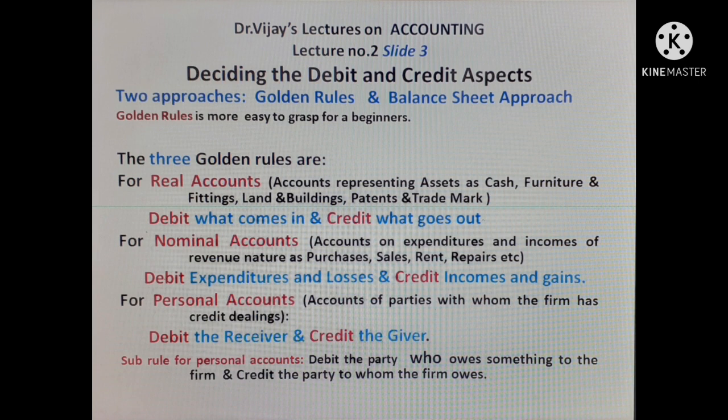Please read slide 3. There are two approaches for deciding the debit aspect and credit aspect of transactions: golden rules and balance sheet approach. Now we are studying golden rules. There are 3 golden rules for 3 categories of accounts: 1 for real accounts, 2 for nominal accounts, 3 for personal accounts.